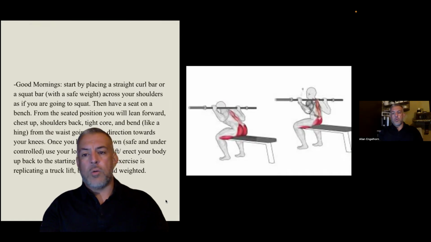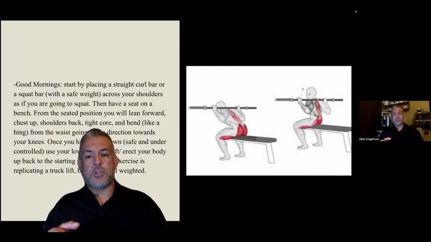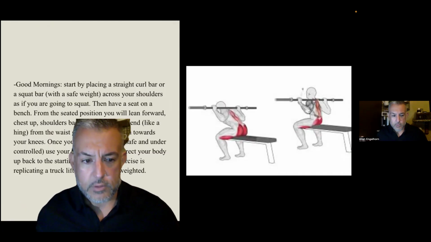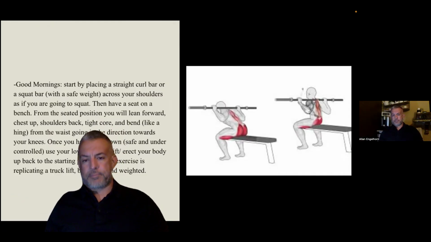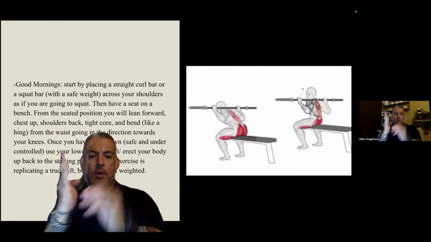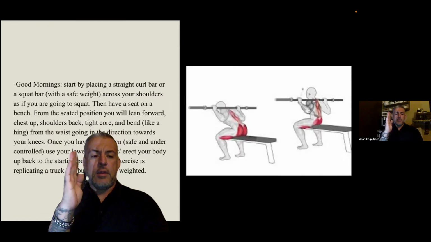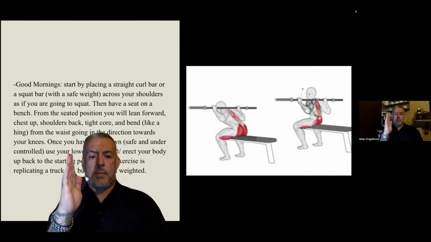All right. So for the exercise, we have good mornings. One of the variations of good mornings is when you put the squat bar or the curl bar across your back. You sit down on a bench, or you can stand up, and then you bend forward and come back up. Like the picture demonstrates, you're sitting up nice and tall. The weight is across your back, and then you lean forward from the hips like a door hinge. And then you come back up again.